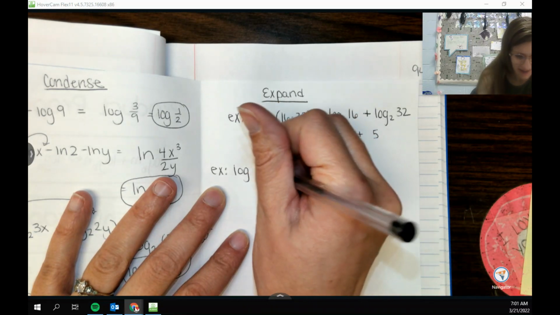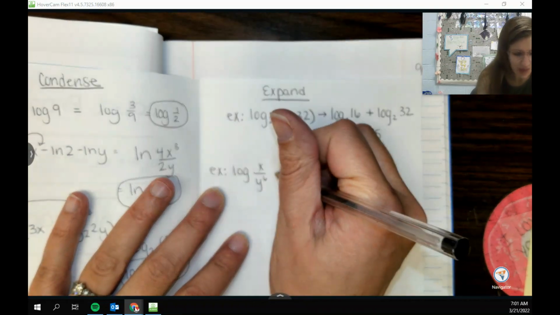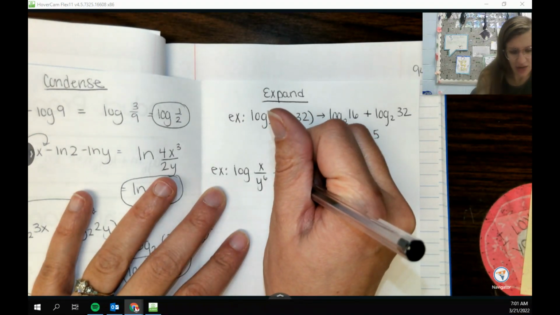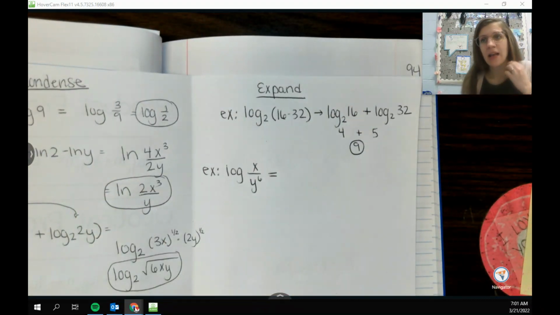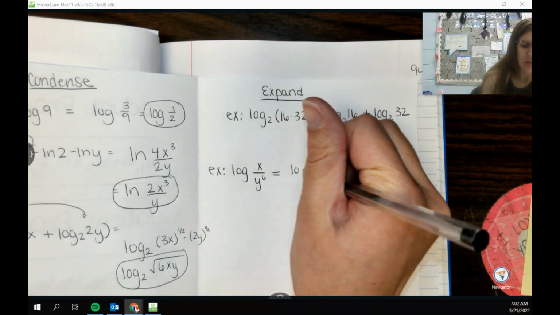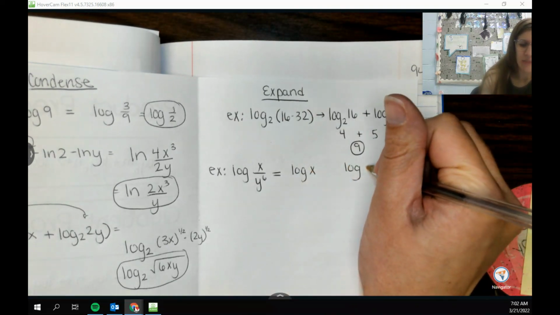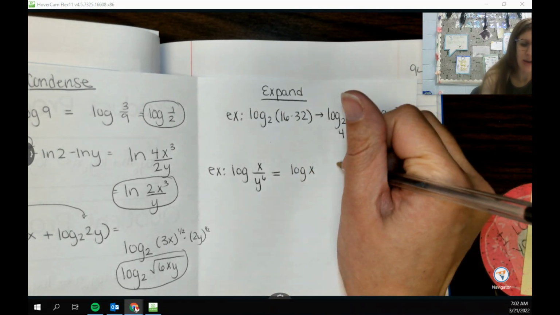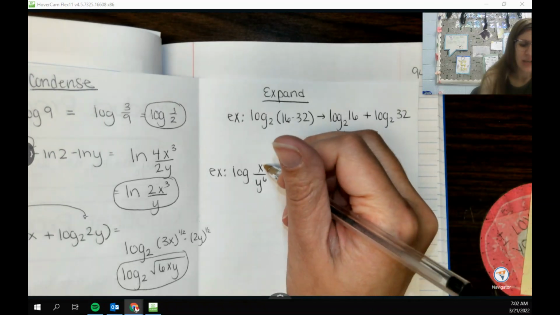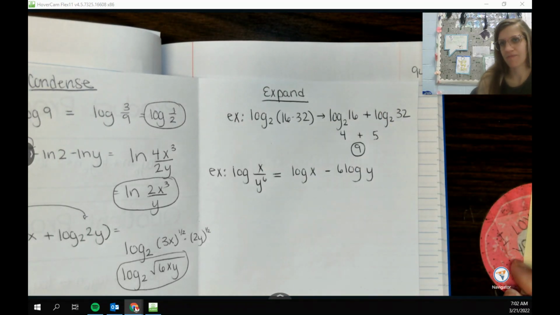Let's say we have log of x divided by y to the 6th power. When I'm going to expand, I can always tell how many logarithms I need by counting how many numbers I have. So here I have 2 numbers, so we need 2 logarithms. First number is x, second number is y, which does have a power, so 6 comes out front. This one did not have a power, and because they are being divided, we put a minus.